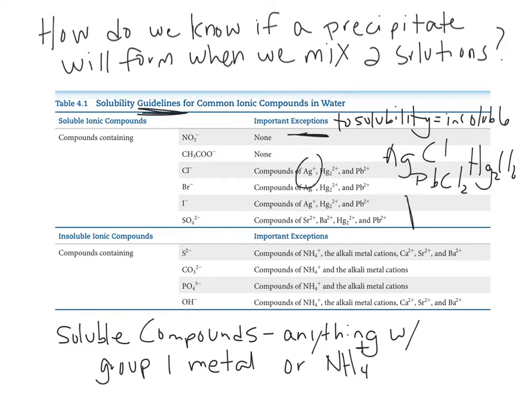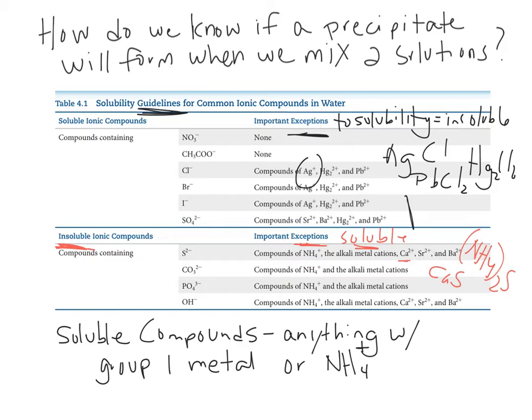And so on. Let's look down here. What this part of the table is telling you is that any compound containing sulfide, carbonate, phosphate, or hydroxide will be insoluble unless there are exceptions. Ammonium sulfide, that would look like this, NH4S, is going to be soluble, because the exceptions to insolubility will be soluble. Calcium sulfide, CaS, will be soluble. So the exceptions are the opposite of what the general rule is.